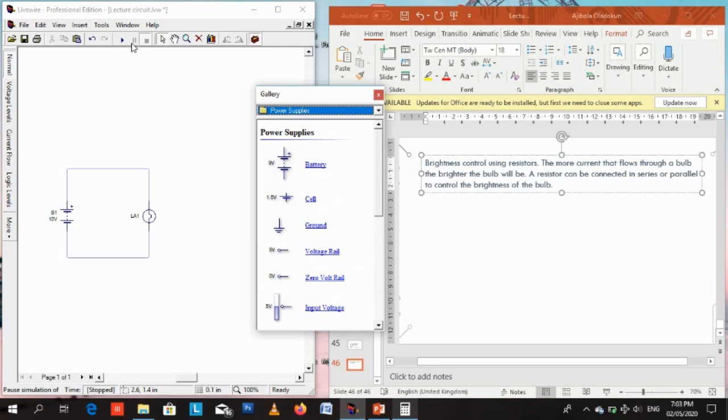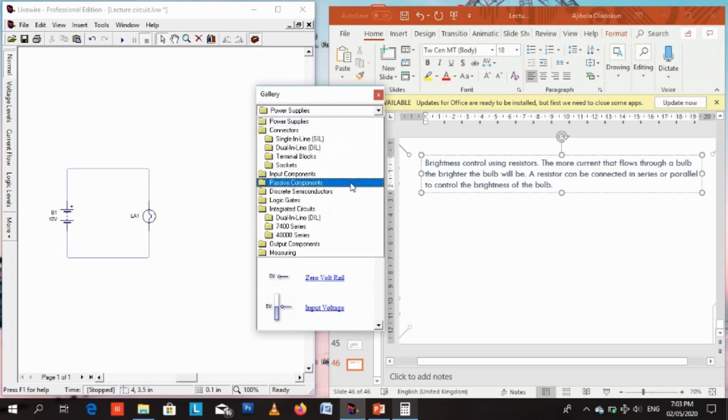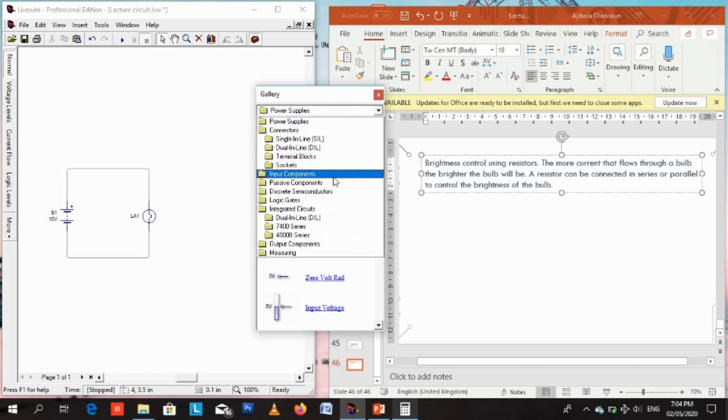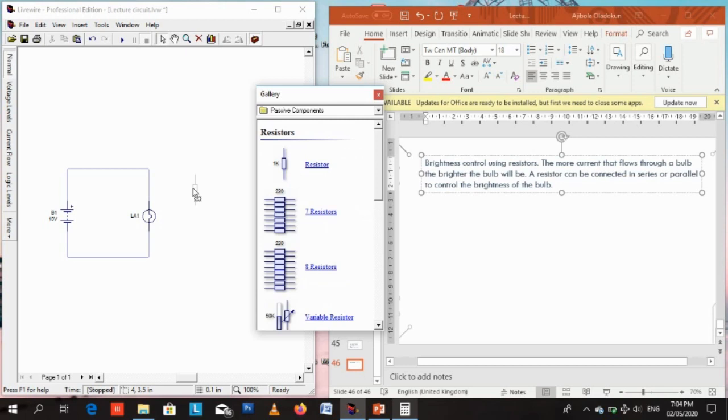Well, let's first simulate. Look at how bright it is. So this is probably full brightness. That's full brightness. So let's see. If I don't want my bulb to be fully bright, for some reason I want to reduce the brightness, I need a resistor for that. It should be another passive component. Yeah, passive components. So let's drag the resistor as usual.